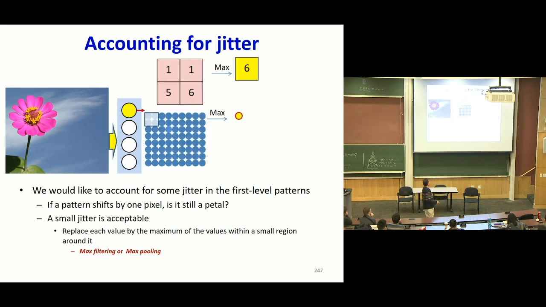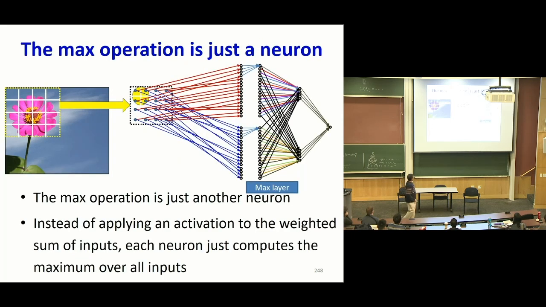So here's how the max would look. If I'm looking at this location, I have these values, and I'll just be replacing that value with 6, which is the largest one. The max is just another neuron, as we see. So instead of applying an activation to the weighted sum of inputs, each neuron just computes the maximum over all of these inputs. But we know from previous classes that the max is also just a standard activation. This is just a standard neuron.